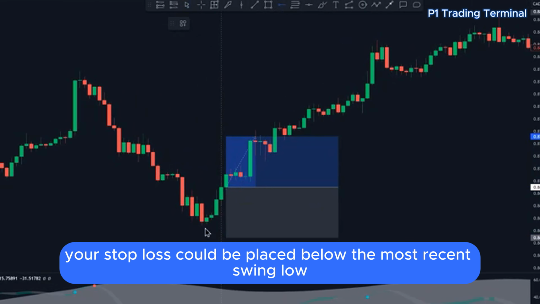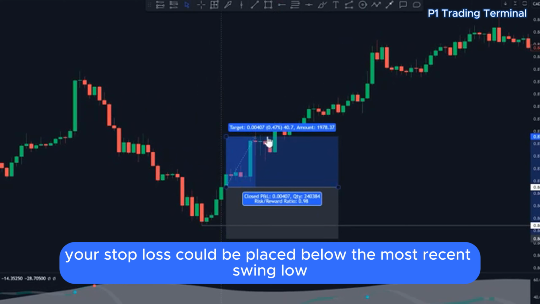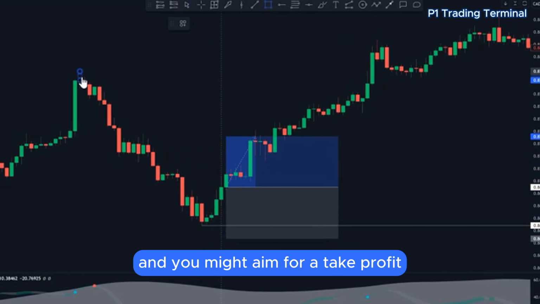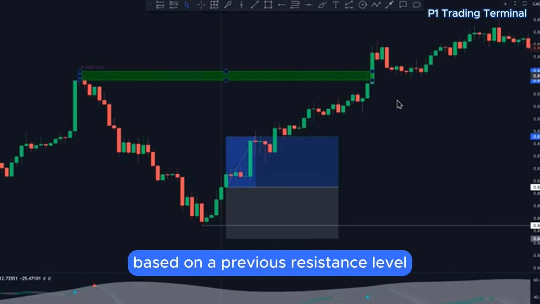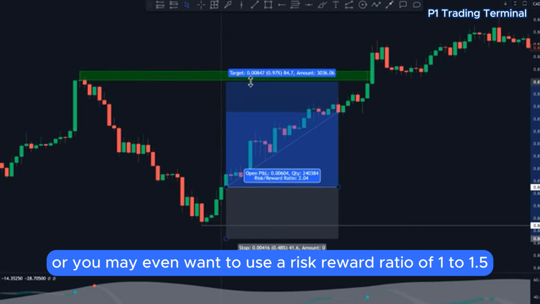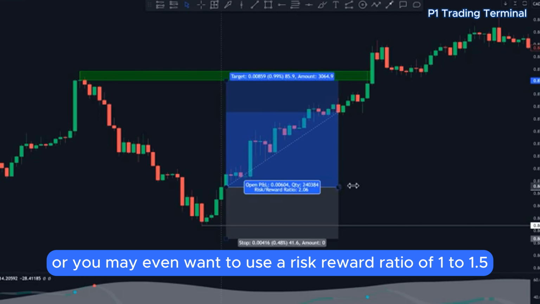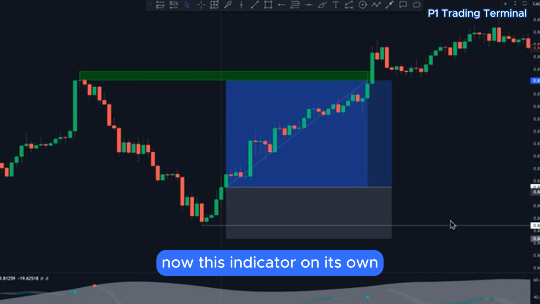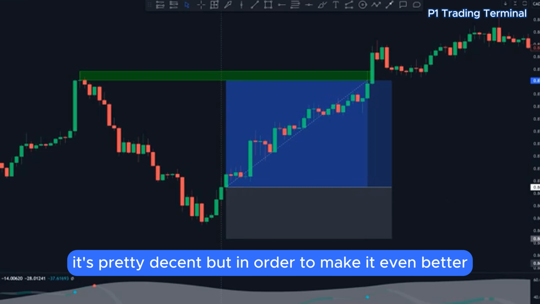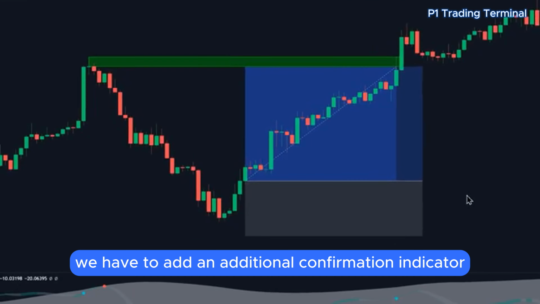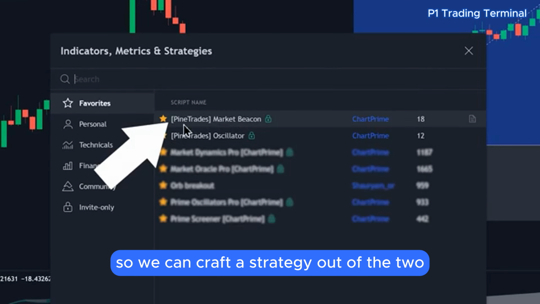Your stop loss could be placed below the most recent swing low, and you might aim for a take profit based on a previous resistance level, or you may even want to use a risk-reward ratio of 1 to 1.5. Now this indicator on its own is pretty decent, but in order to make it even better, we have to add an additional confirmation indicator, so we can craft a strategy out of the two.